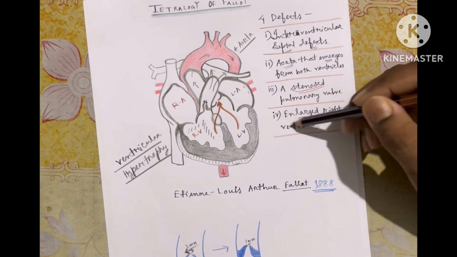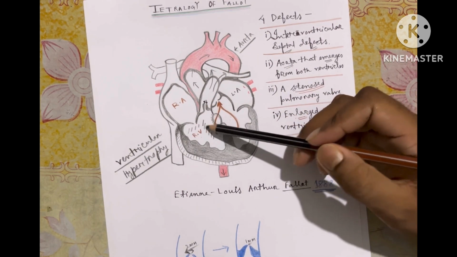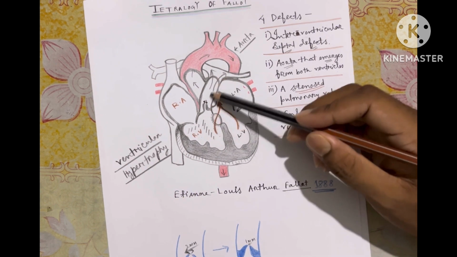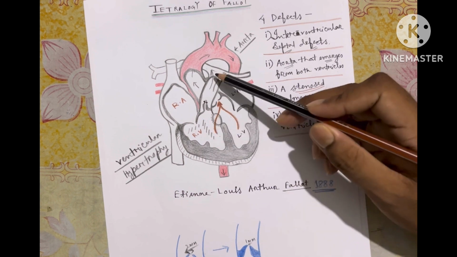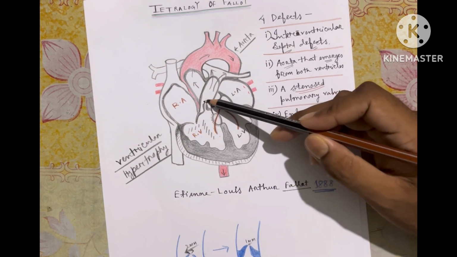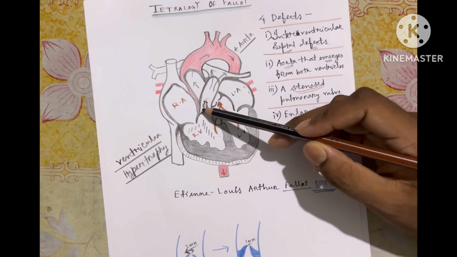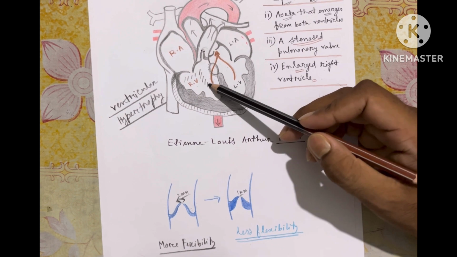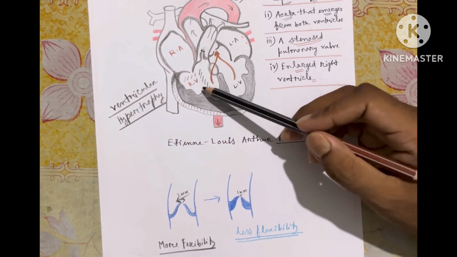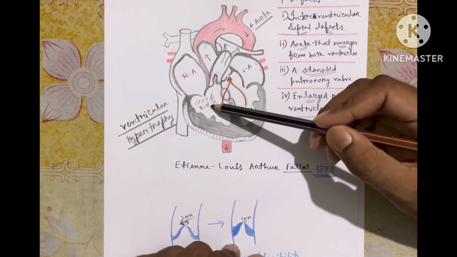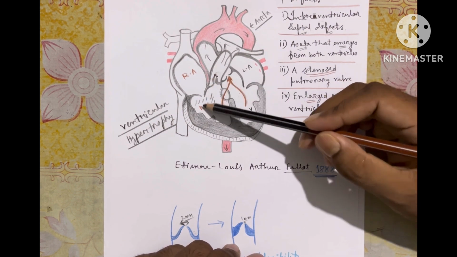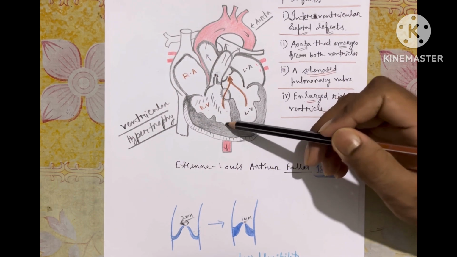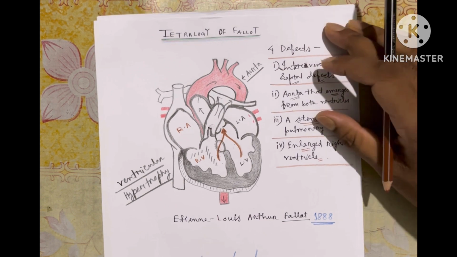So the fourth one is enlarged right ventricle. Enlarged right ventricle means our right ventricle has to work so hard to push all its content towards our lungs, because on the path to the lungs a stenosed pulmonary valve is present, and this valve has almost lost its flexibility. That's why our right ventricle has to push its content forcefully. So slowly, each and every time during the contraction, the right ventricle works hard, and that's why this muscle becomes thick. So this is the main concept of tetralogy of Fallot.